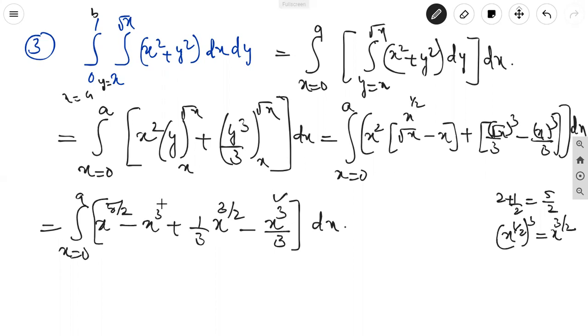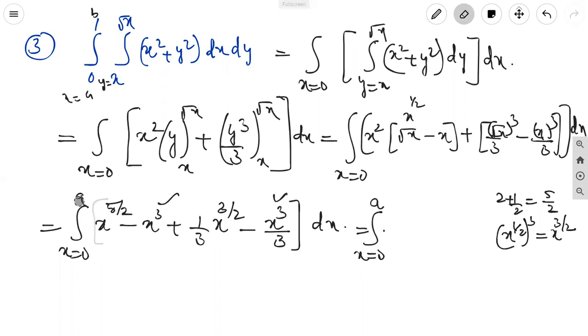These two are x cube terms. These two are different powers. It is equal to integral x equal to 0 to a. Sorry, 0 to a, not 0 to 1. Their limits are.